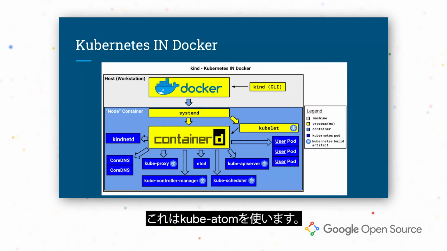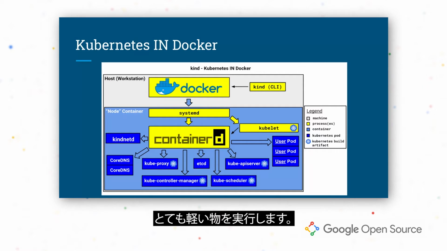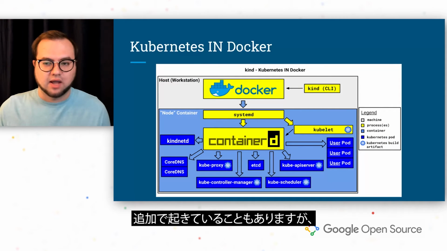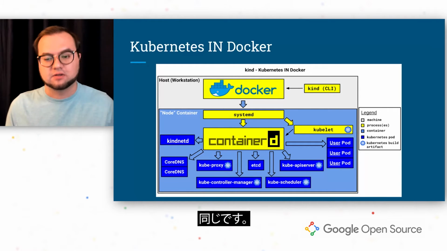This uses kubeadm, which is a fairly standard tool within the Kubernetes project for doing machine bootstrapping. And then it will also run your user containers nested here, and kindnetd, a small networking daemon we implemented for a very lightweight implementation of Kubernetes networking and CNI. So it keeps everything very nice and lightweight. It's pretty straightforward. It's like Docker in Docker, if you're familiar with that. It has some additional things going on, but it's pretty much the same concept with nested containers.